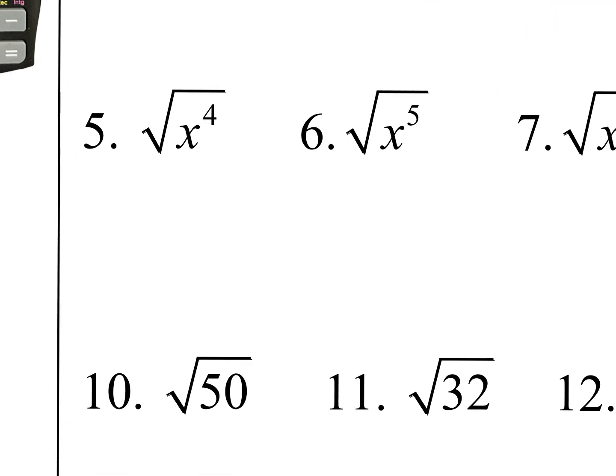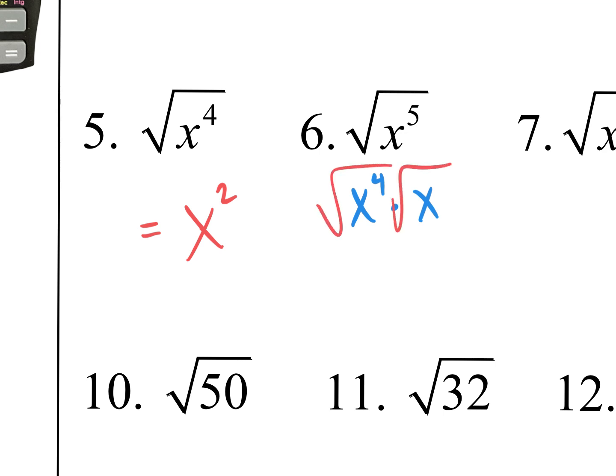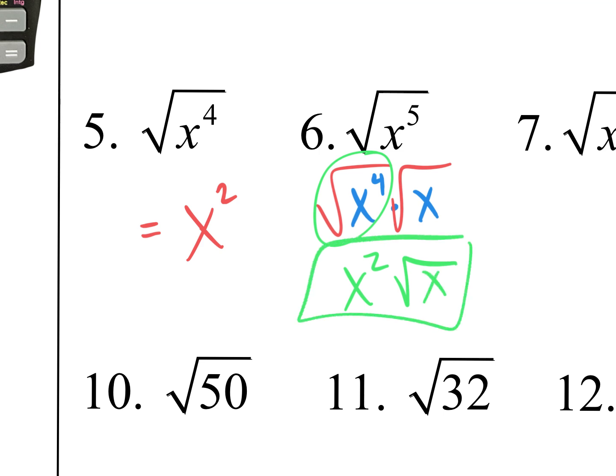What's the answer to number 5? X to the 2nd, right? But when it's not an even power, you have to rewrite it with multiplication to get that even power. So x to the 4th times x. Then you could split the root, and then you could actually do, what is the square root of x to the 4th? X squared. And what about the square root of x? That just comes down, square root of x. So there's your final answer, x squared, square root of x.